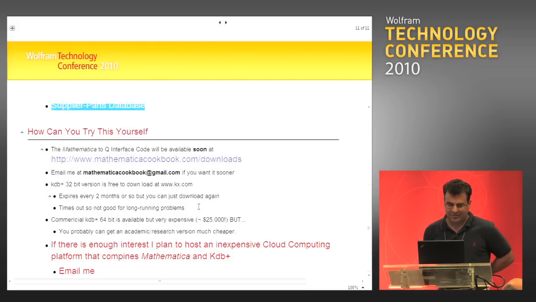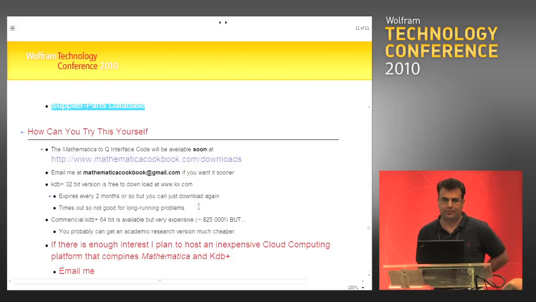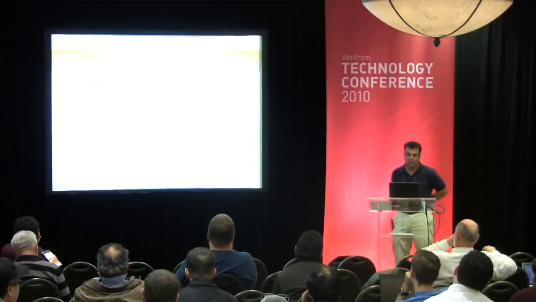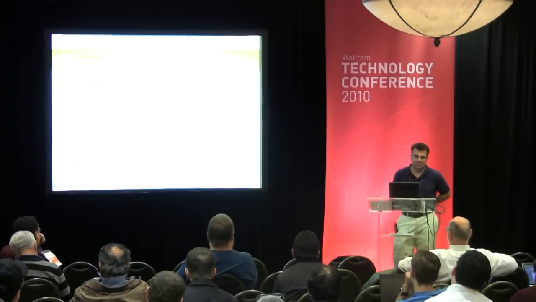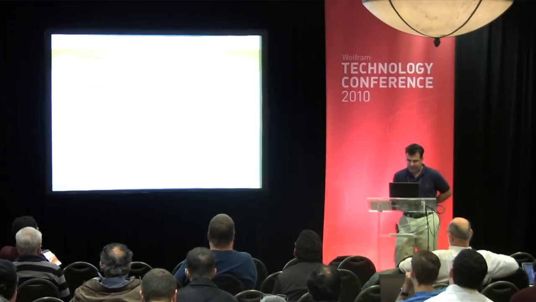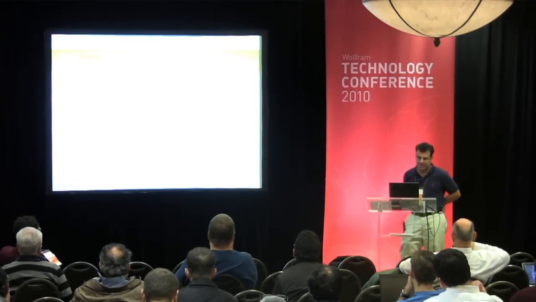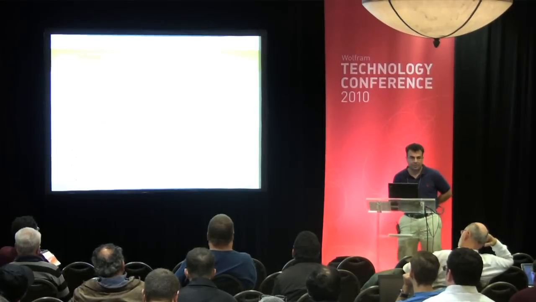The downside of KDB is that the commercial version is very expensive. It starts at $25,000. Hence, Wall Street can afford it, and individuals can't. But I've talked to them, and if you're doing a purely research or academic thing, you can usually talk to them and they'll work something out. I'm also toying with the idea of setting up a cloud computing environment that combines Mathematica and KDB. If there's any interest in that, talk to me or email me, and we can talk about that.